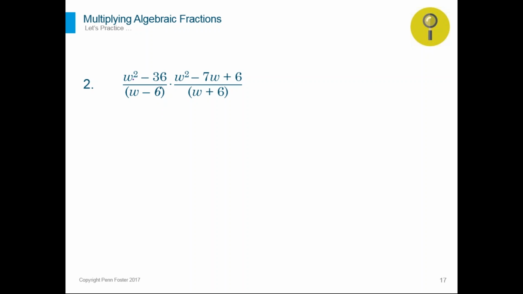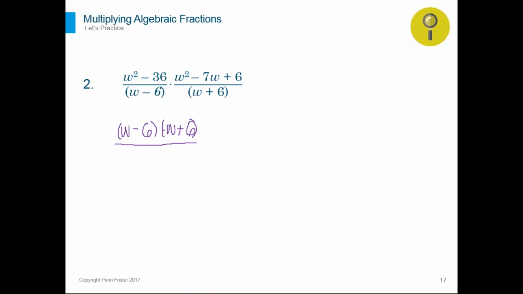I'm going to look at the first one. This is not a usual binomial. This is a difference of two perfect squares. So the way I'm going to factor that is two sets of parentheses, W minus and W plus, once with a 6 and once with a 6. So plus 6 and negative 6. Why 6? The square root of 36 is 6. So I'm done with the first one.